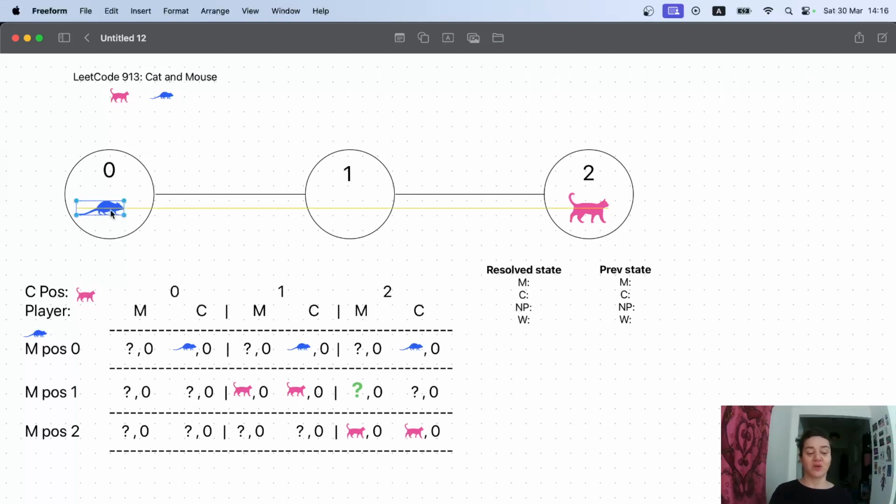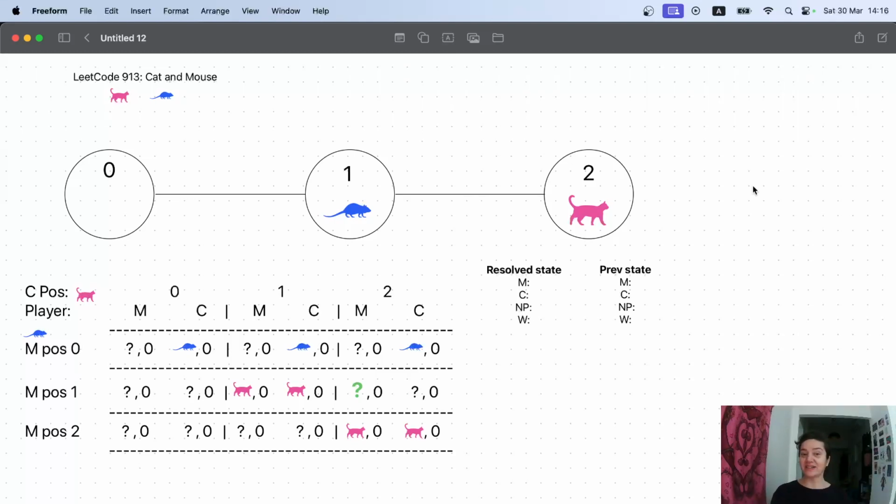Okay, so do we have more states of the game for which there is a pre-known winner without calculating anything? Yes, if they're both together, anywhere on the graph, excluding node 0, it's a cat win, because the cat caught the mouse. Let's say it as a state. Where is the mouse? Any vertex V. Where is the cat? On that same vertex V as the mouse.